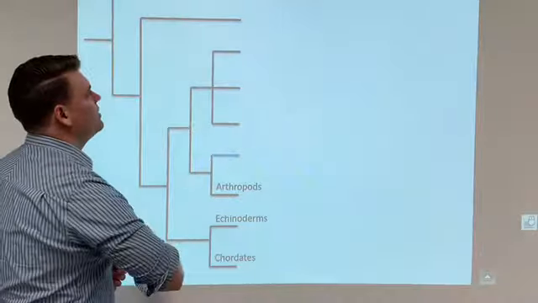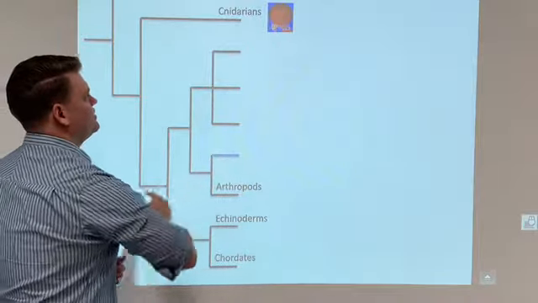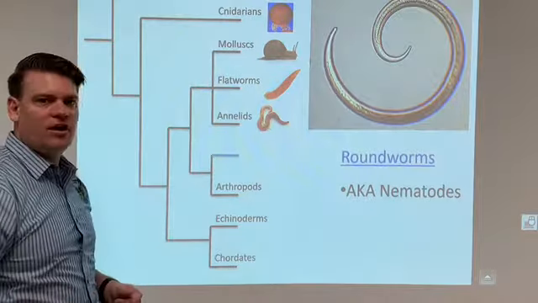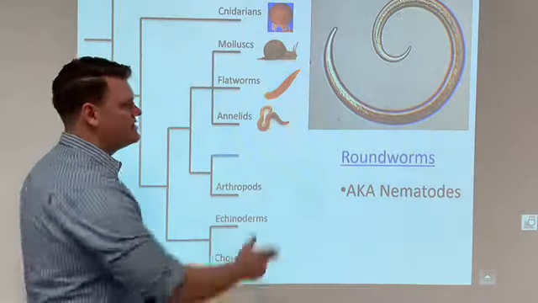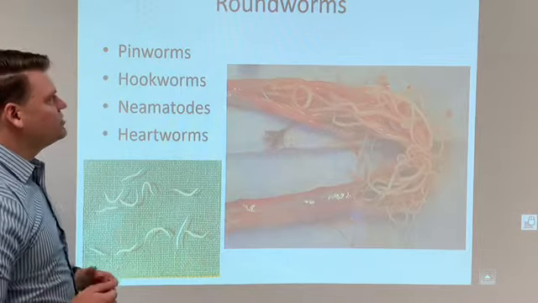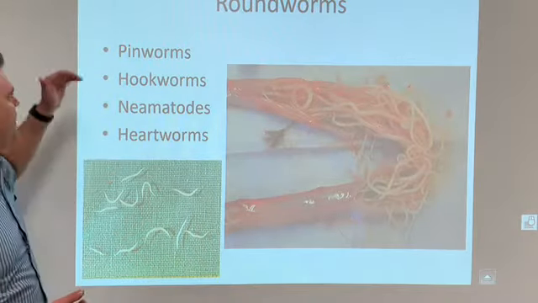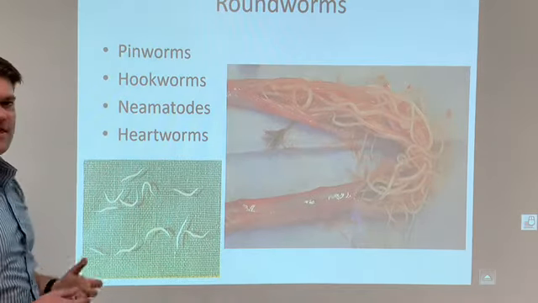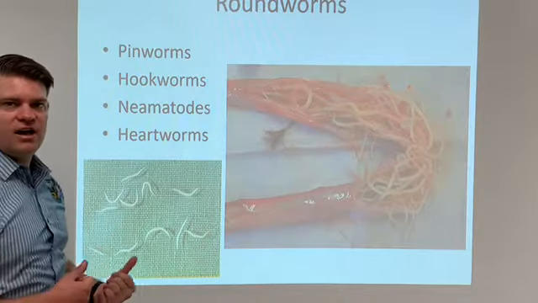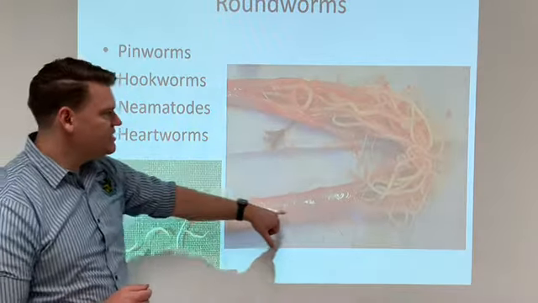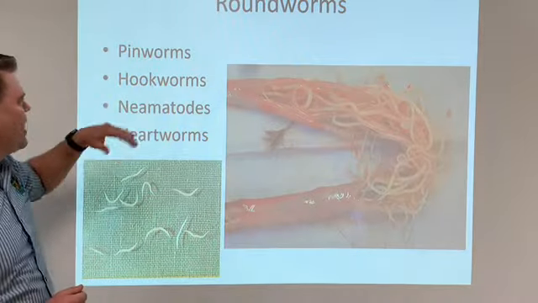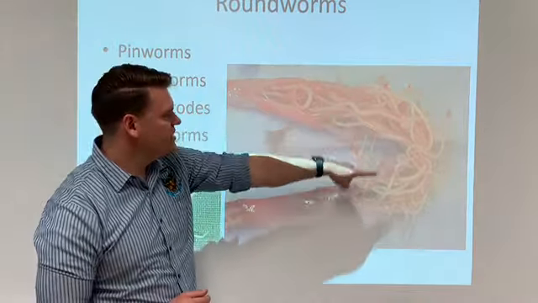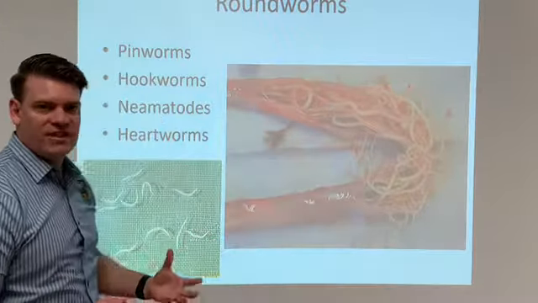All right, once again, sponges, cnidarians, mollusks, flatworms, annelids, and now we have our roundworms, sometimes also known as nematodes. We have some different types: pinworms, hookworms, heartworms, and these ones also tend to infect our intestines. This is actually the intestine of a dog that's been infected by pinworms, and as you can see, there are all these pinworms found in the intestine of that dog.